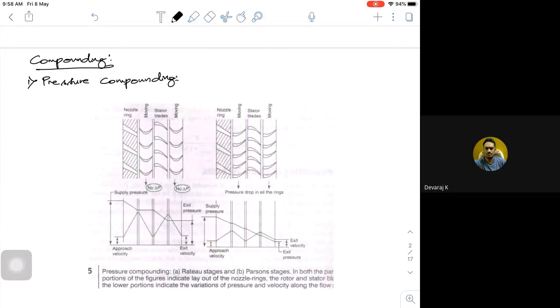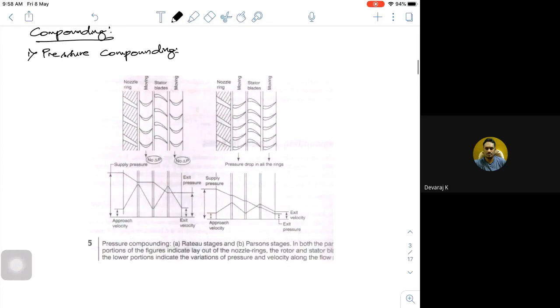Okay. What happens here? See, I've shown the pressure compounding here. You have a set of multiple rows of nozzles. See, these are the nozzles. Fine. And if you look at it, the pressure, how it is, see, this is my velocity. The fluid enters at some velocity, and this is my pressure. Fine. So what's happening here?